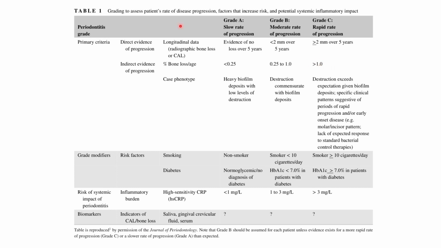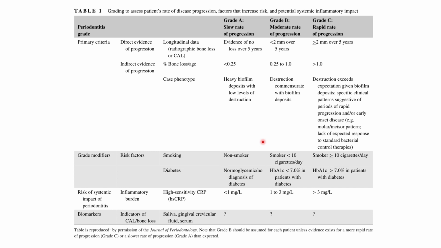Now, if we have previous records over the 5 years, then we can simply look at the radiographic bone loss or clinical attachment level. And if it's less than 2 millimeters over the 5 years period, then it's B or moderate progression. Grade A will be no evidence of clinical attachment loss or bone loss over the past 5 years. And grade C would be 2 millimeters or more over the past 5 years.